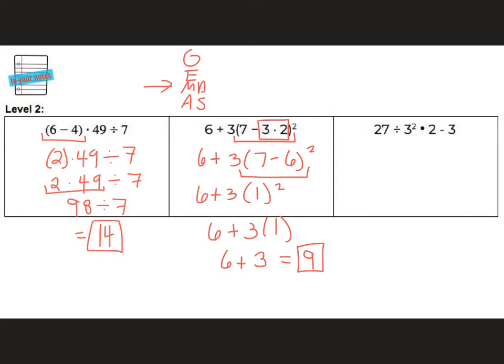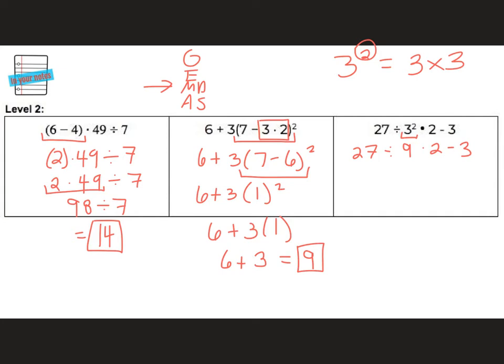All right, our last level 2 example. I don't see any grouping, but I do see an exponent, so we're going to take care of 3 squared first. So 3 squared is 3 times 3, so that'll give us 9. Remember, squared means we're taking the base and multiplying it as many times as the exponent.